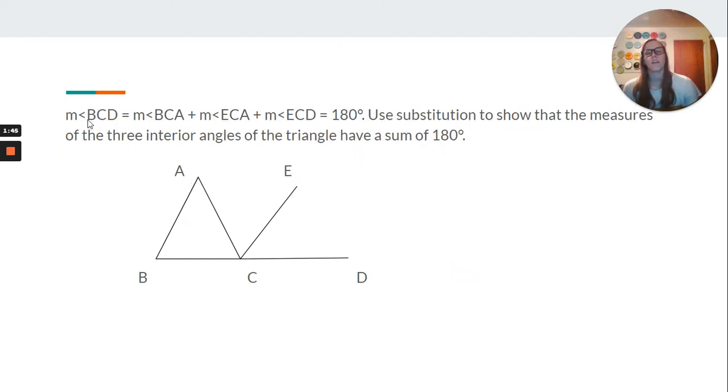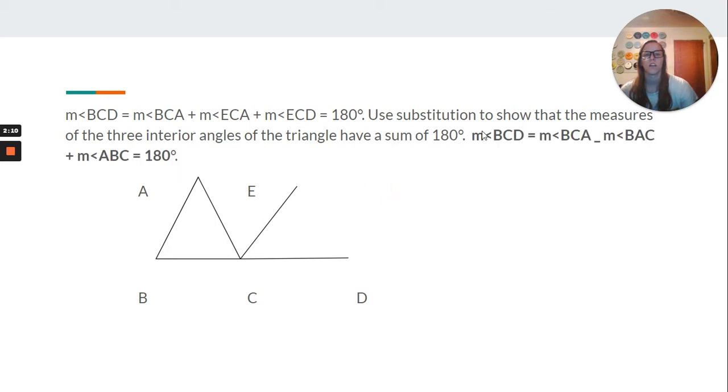So it says the measure of angle BCD, straight line, equals the measure of angle BCA plus the measure of angle ECA plus the measure of angle ECD. That equals 180 degrees. Use substitution to show that the measures of the three interior angles of the triangle have a sum of 180 degrees. So, the measure of angle BCD is equal to the measure of angle BCA here. That should be a plus the measure of angle BAC plus the measure of angle ABC.